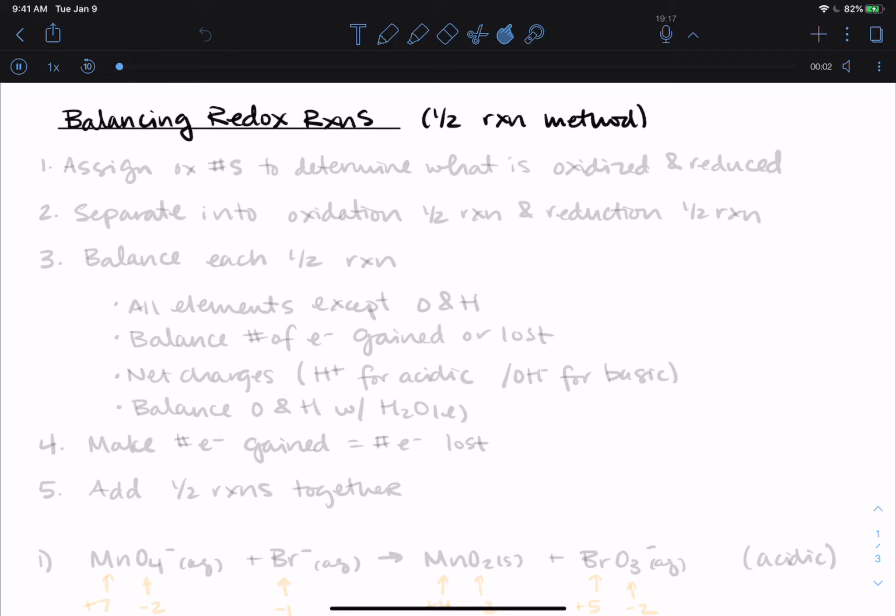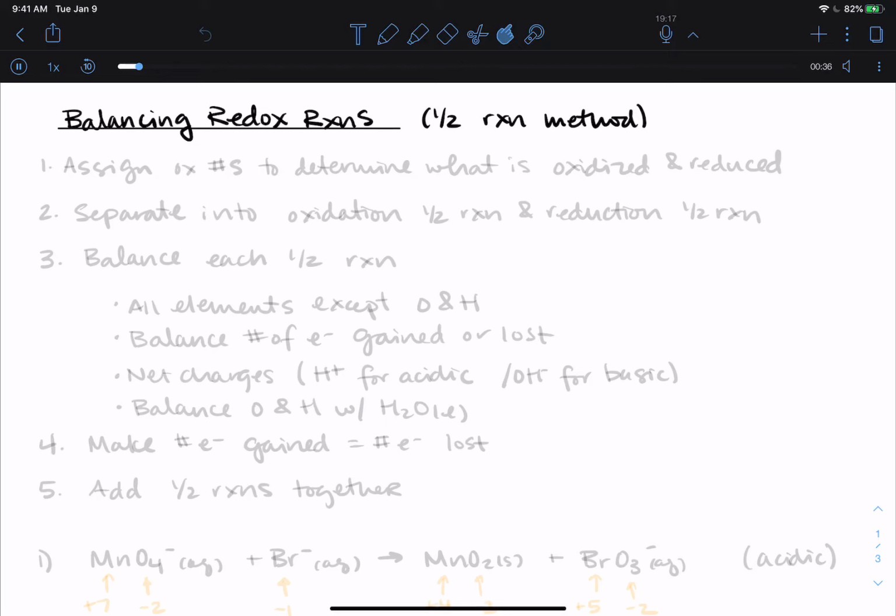Balancing redox reactions is a little more involved than balancing regular reactions. So in this video, I am going to give you the steps to balance a redox reaction using something called the half reaction method. There are other methods that you can use to balance redox reactions. This one is really reproducible and really straightforward, so I definitely recommend it. I'm going to give you those steps, and then we're going to go through an example together.